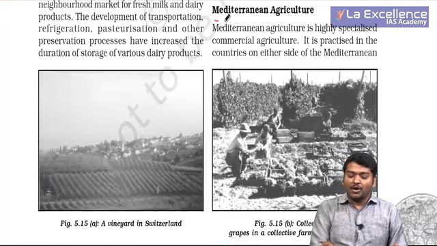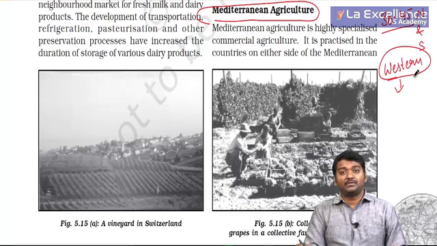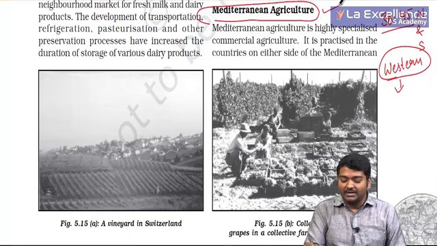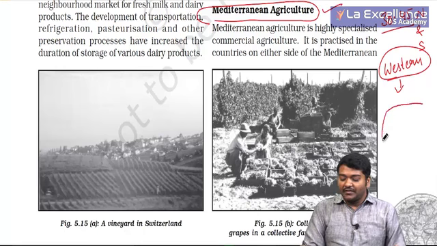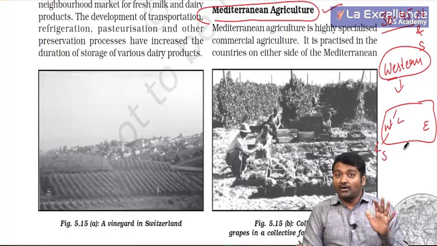Then we need to talk about the Mediterranean type of climate, 30 to 45 degrees north and south of the equator. On the western side of the continents, we usually observe a typical type of climate called Mediterranean agriculture. So if I take a continent, this is west and this is east. Usually in summers, winds blow like this, that is, they are moving from land to sea. So no rainfall in summers.